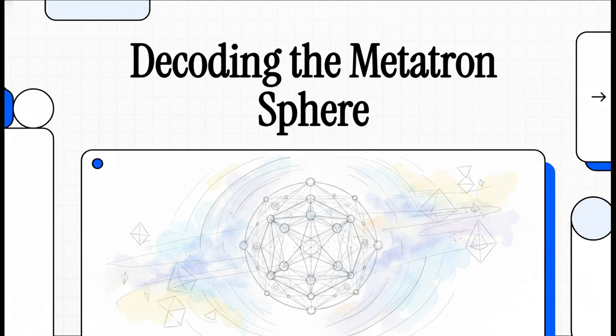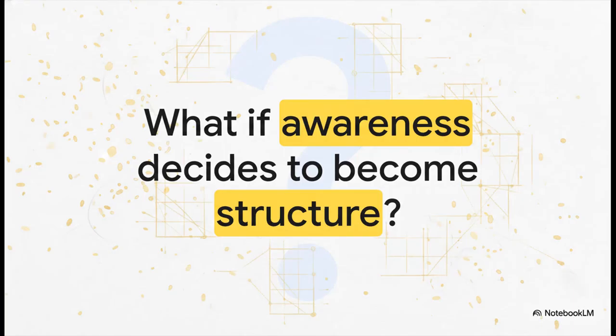If you've ever felt like your energy is just completely scattered, or your visions just kind of refuse to land in the real world, well, the wisdom encoded in this geometry is exactly what you've been looking for. I really want you to start by asking yourself this core question. What happens when awareness stops drifting and actually decides to become structure? It's such a powerful thought, right?